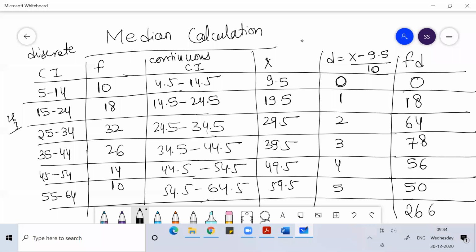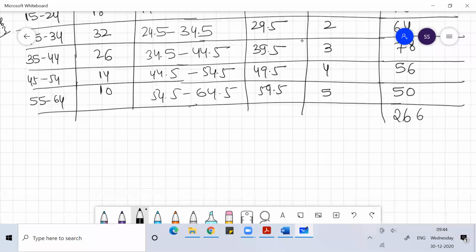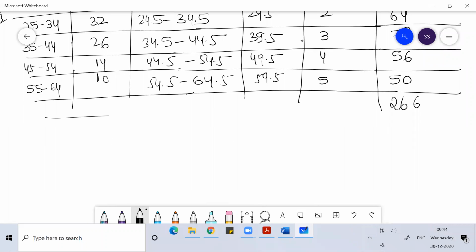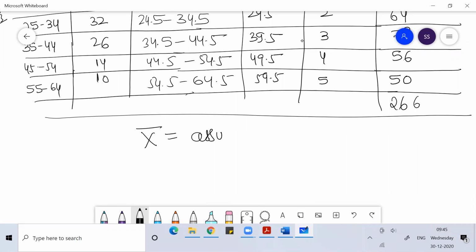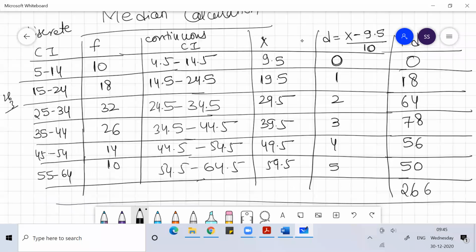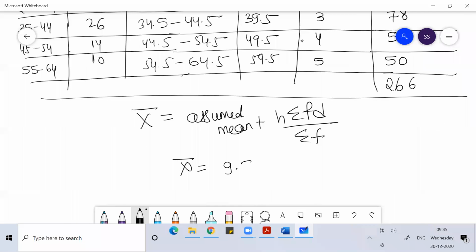Anyone, any doubt? Okay, so you got this 266. The sum of fd is 266. Now if I talk about the mean, what is the mean formula? The mean formula using the step deviation method is assumed mean plus h into sum of fd divided by sum of f. I took 9.5 as the assumed mean, plus h is 10, into sum of fd, that is 266, divided by sum of f.